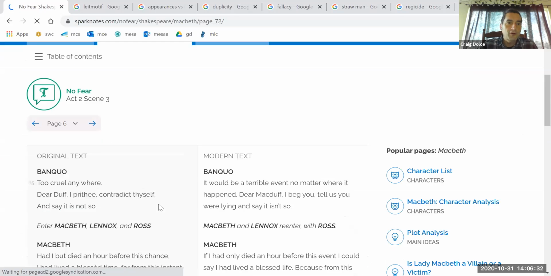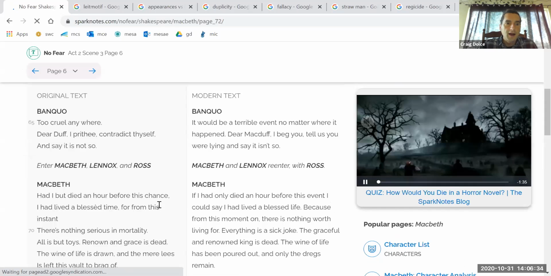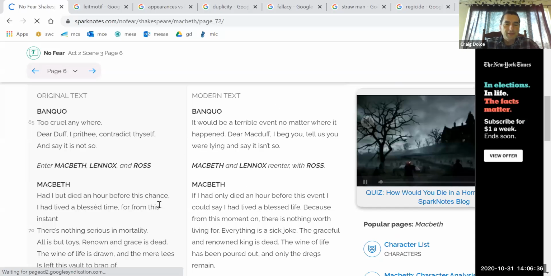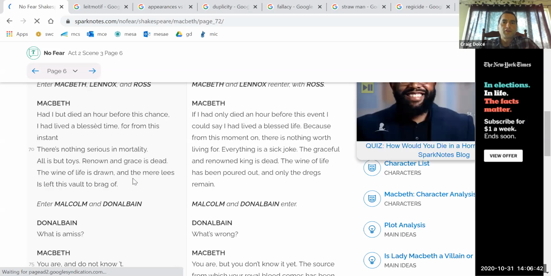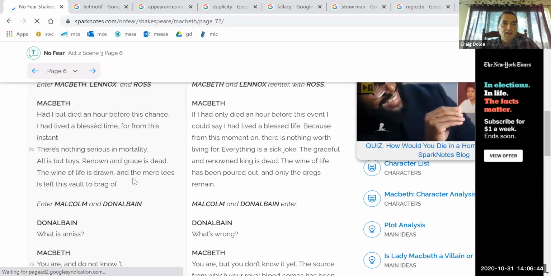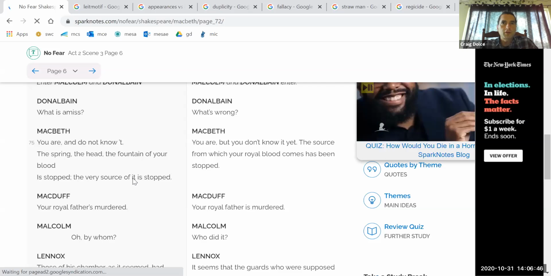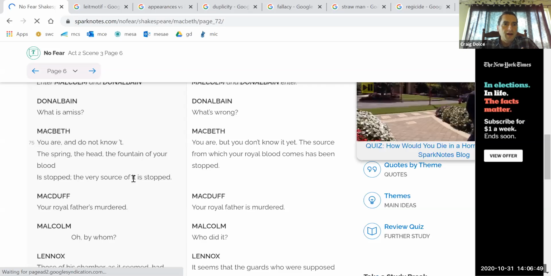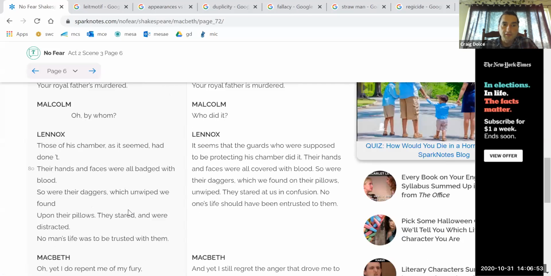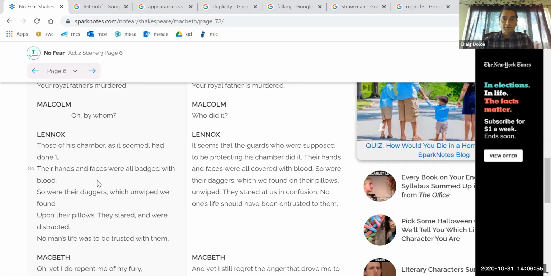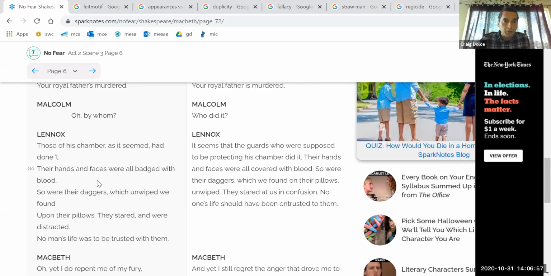So as we move forward, here's where it gets interesting. Macbeth starts ruminating from a philosophical standpoint about the nothingness of life. It's the beginning of his disenchantment with life, his nihilism. Lennox then says it looks like the guards did it. Their plan worked. Everybody says, okay, their faces are covered with blood.